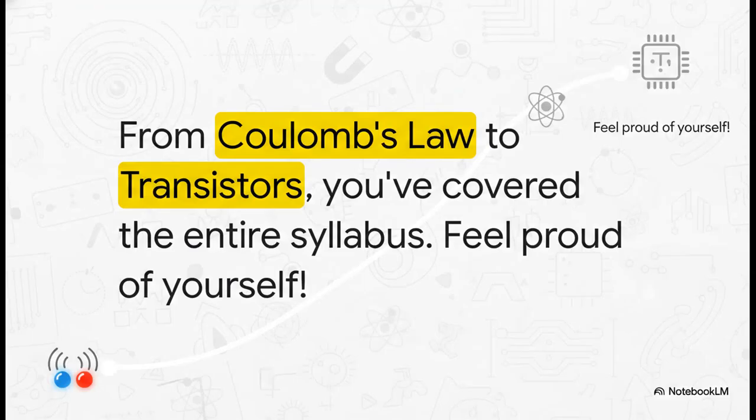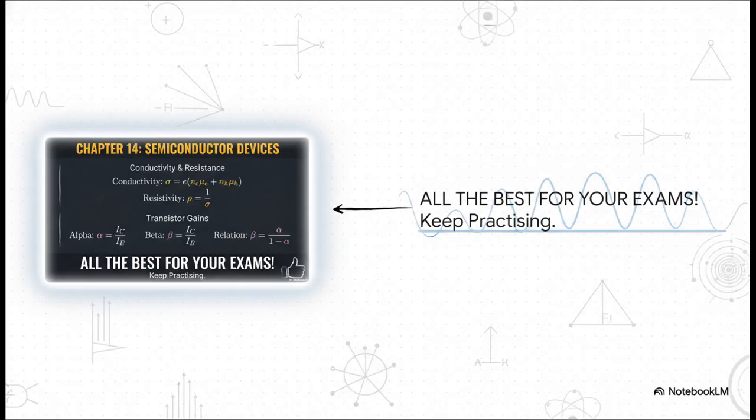And that's it. We started with Coulomb's law and have made it all the way to transistors, covering the entire Class 12 syllabus. You've revisited all the core concepts and the formulas that hold them together. You have completed this entire journey. You should feel really proud of yourself. So in the end, what's the one thing that connects everything from electrostatics to modern physics? It's our quest to understand the fundamental rules that govern our universe.